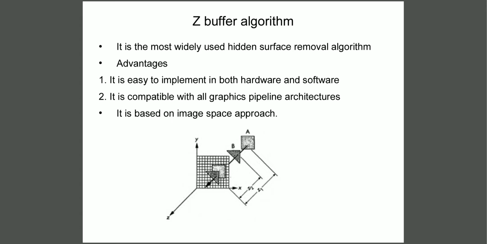Z-buffer algorithm is the most widely used algorithm for hidden surface removal. It has advantages like it is easy to implement in both hardware and software. It is compatible with all graphics pipeline architectures. This algorithm is based on the image space approach. We already know what the image space approach and the object space approach are.